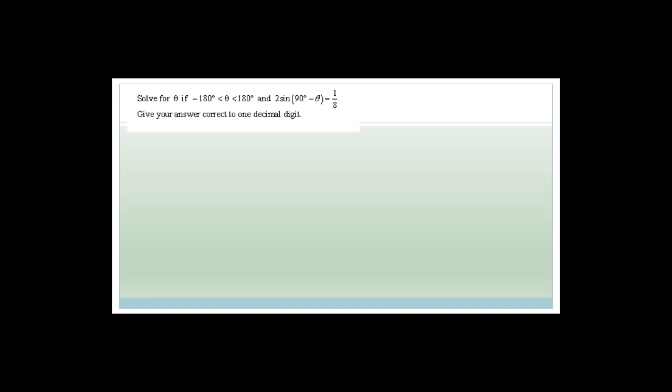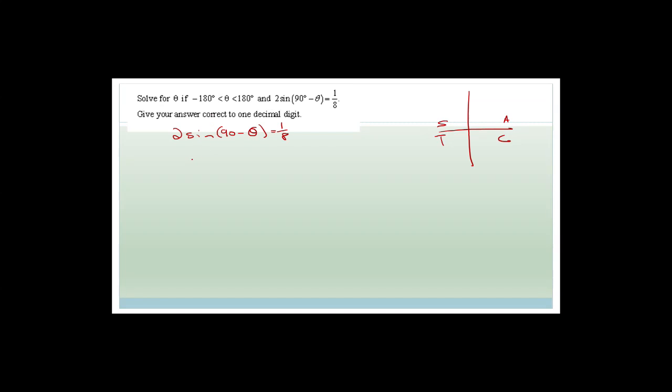Okay, right, let's do one more question. It says solve for theta if theta is between minus 180 and 180. Okay, and you've got 2 sine of 90 minus theta is equal to 1/8. It says give your answer correct to one decimal digit. So I'm just going to write a CAST diagram. So you've got 2 sine of 90 minus theta is equal to 1/8.